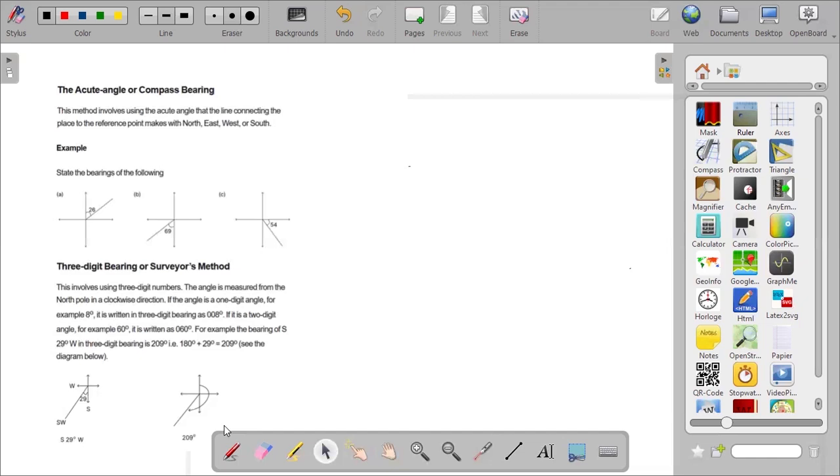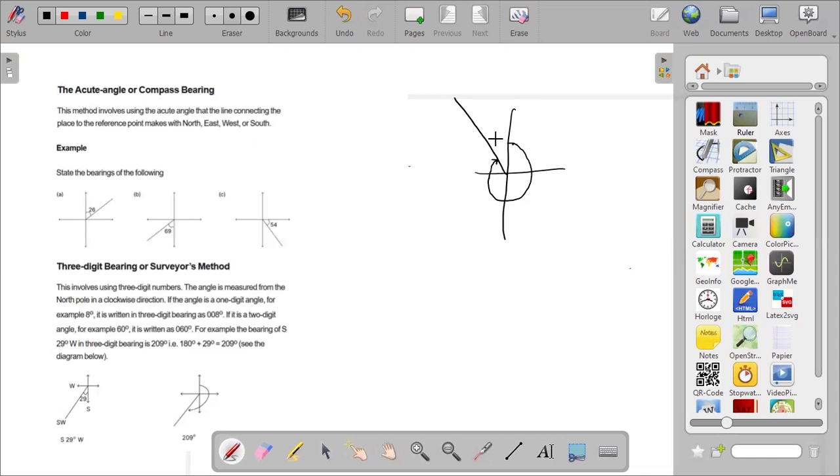In this case, we don't measure from the north and go in the clockwise direction. Remember, we define bearing as angular distance of a place, measured in a clockwise direction. So if I am describing the bearing of this line, for example, I have to measure all the way from the north pole until I touch the line. That will give me the bearing of that one. But in terms of acute angle or compass bearing, I don't need to do that.